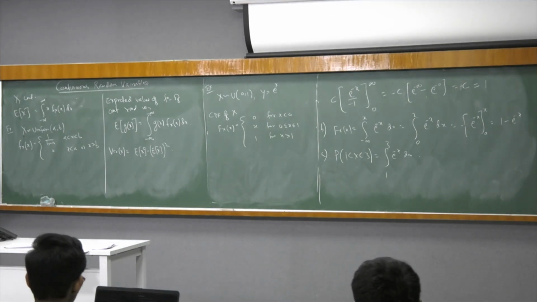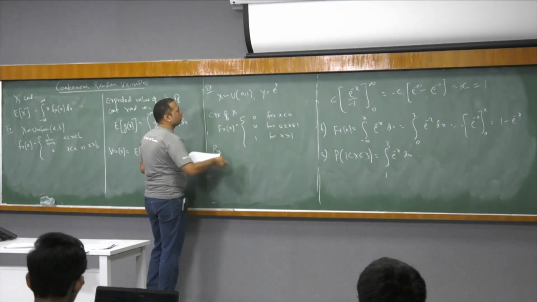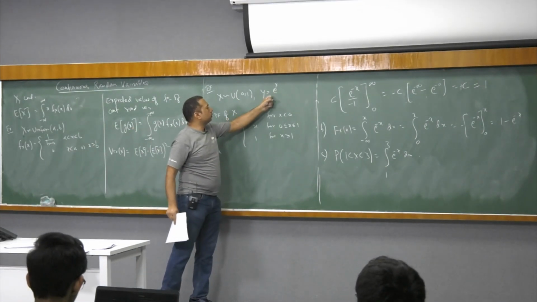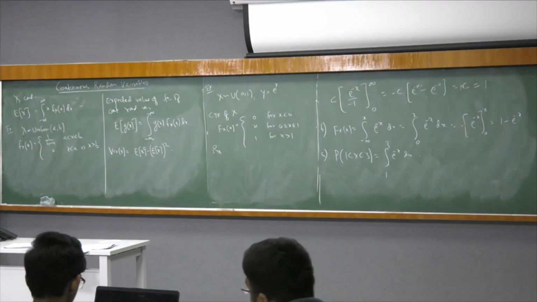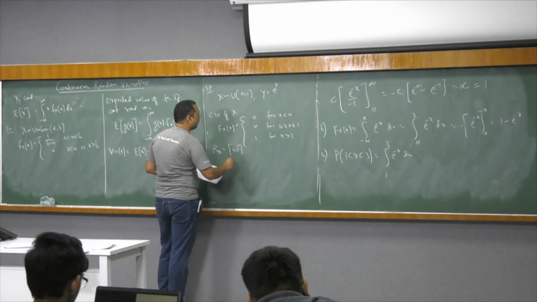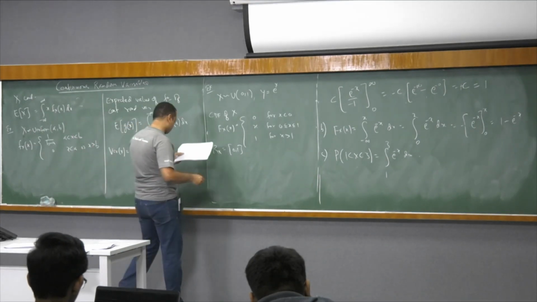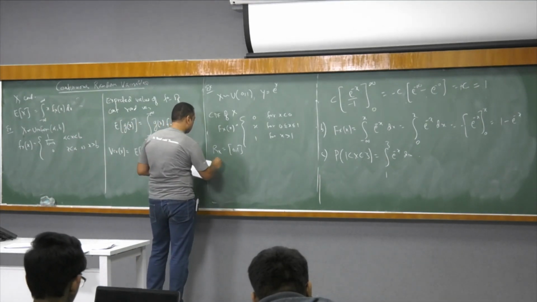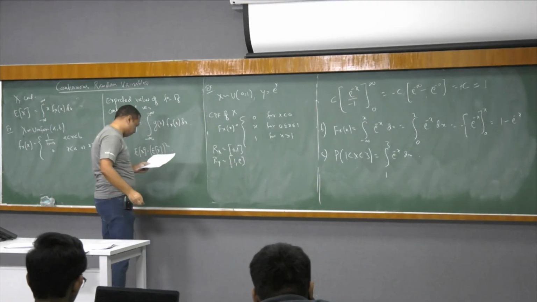Okay, so in this case the range of x is clear. It's 0 to 1. But when finding a PDF, one of the first things you should do is find the range of x, and in this case the range of y also. So if x is between 0 and 1, what is the range of y? It's an increasing function, so the range of y is 1 to e.